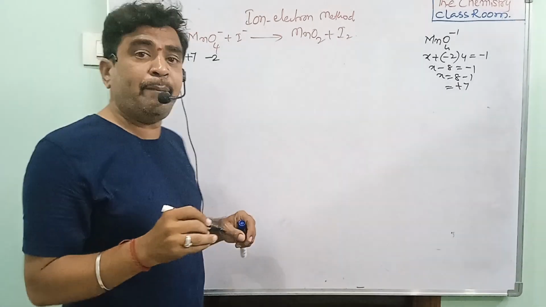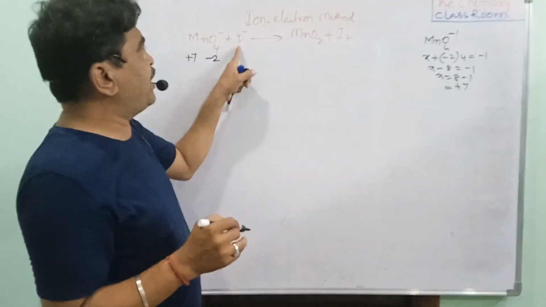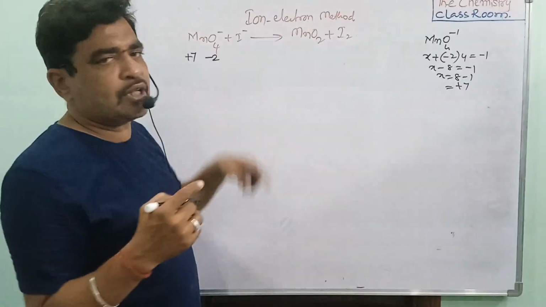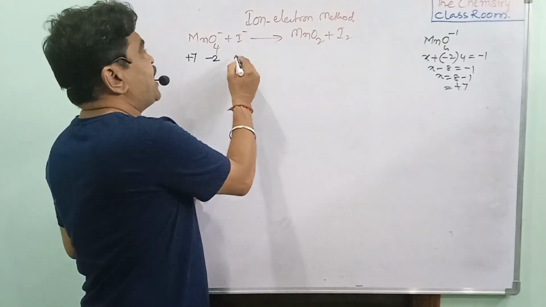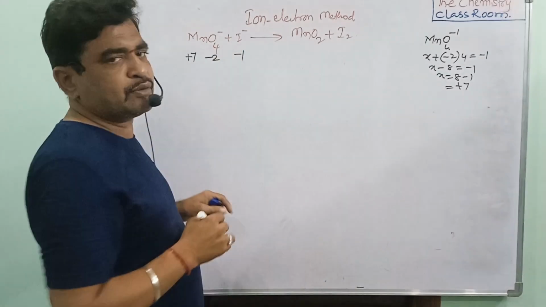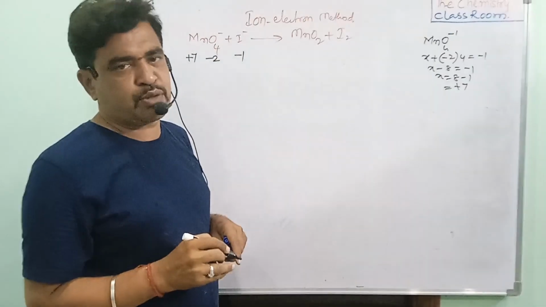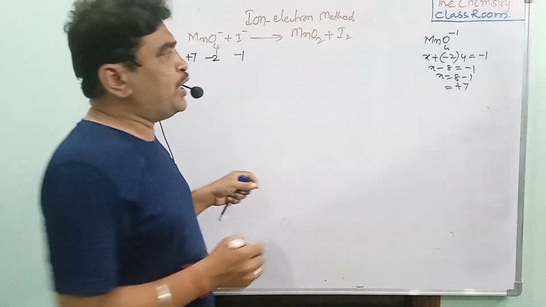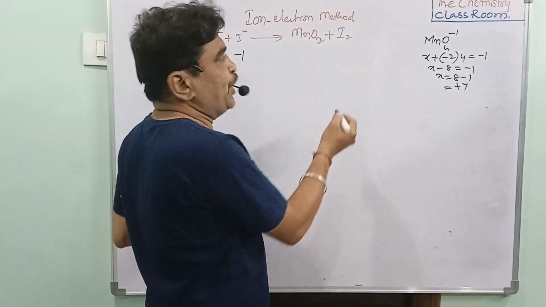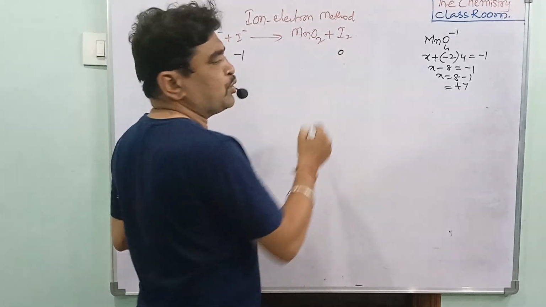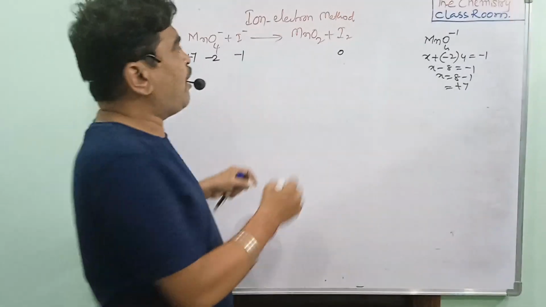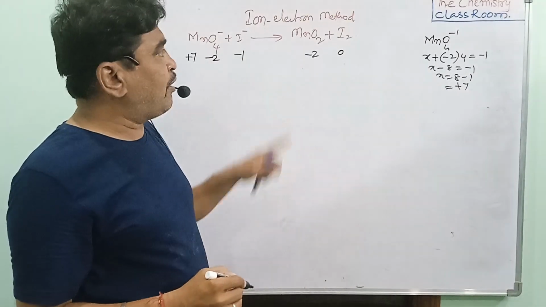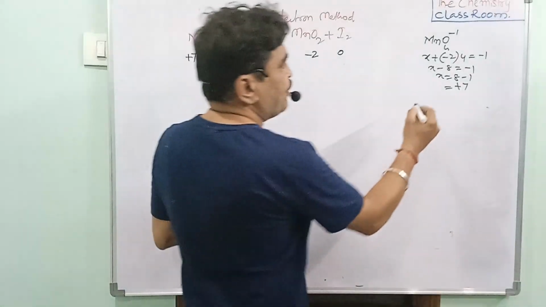Before the reaction it is +7. Then I minus. I is a single element having the charge -1, so in this reaction iodine is -1. Then after the reaction you are getting MnO2 and I2. I2 is an element, a molecule, so the molecule has 0 charge. And here the oxygen is always -2. So you have to calculate the oxidation number of manganese. How are we calculating now?